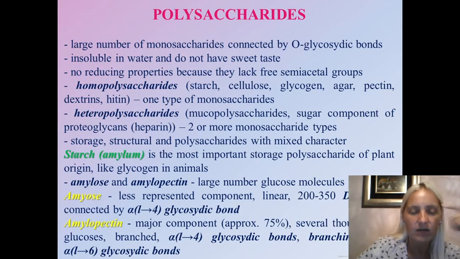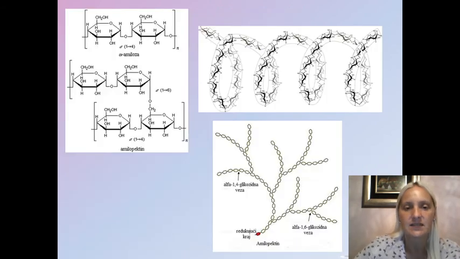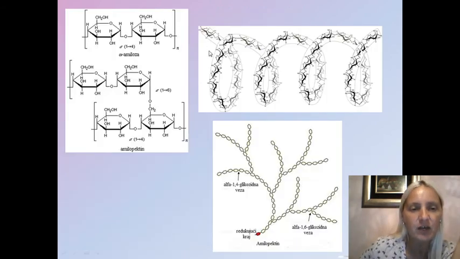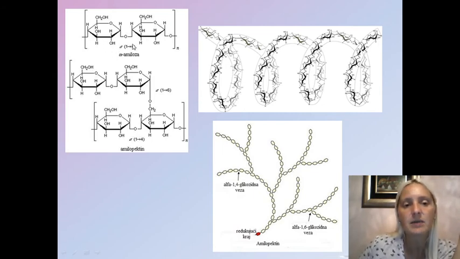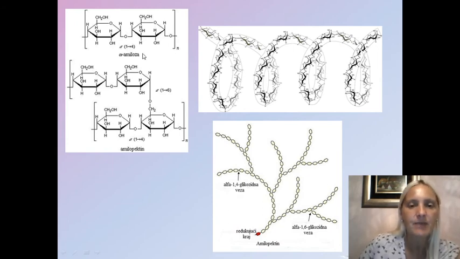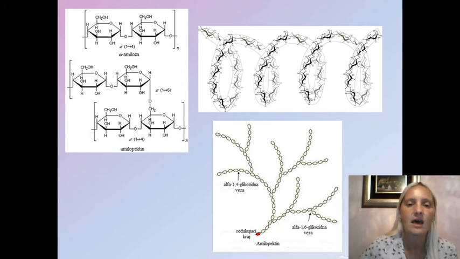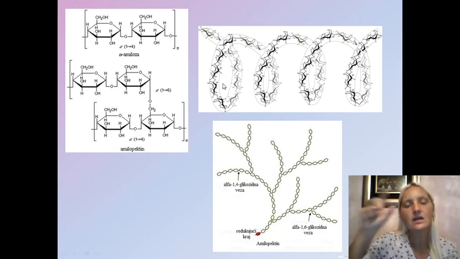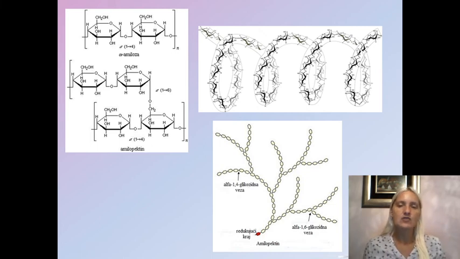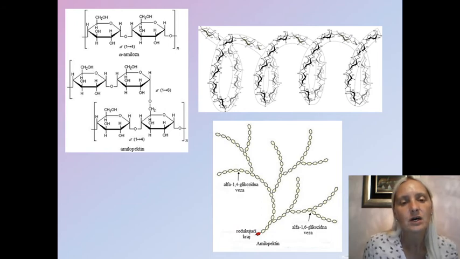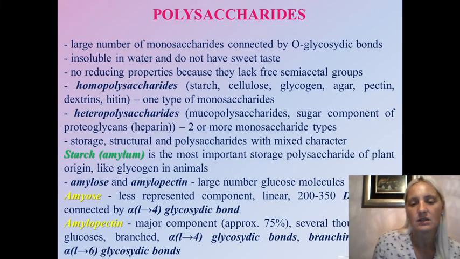M-E-L-O-S-E. So I have swallowed one L. So amylose is a less represented component, and if you can see here from the figure, it's the linear part of the molecule. It contains glucose units connected by alpha-1,4 glycosidic bonds. And this linear part of the molecule, amylose, tends to form a secondary structure, thus forming the helix. And in those coils of the helix, iodine molecules can be incorporated to form an indigo blue color, which is a reaction used for proving the presence of starch in the mixture.